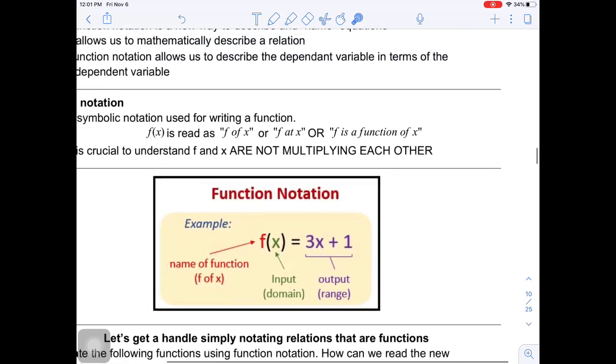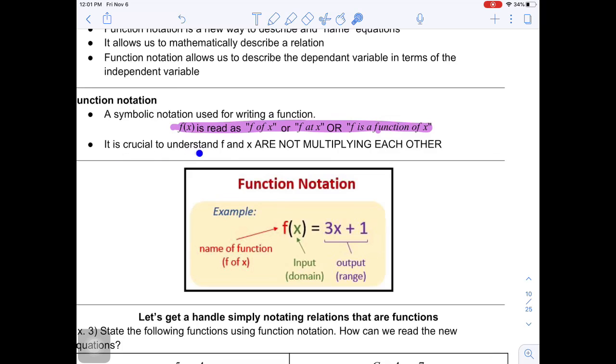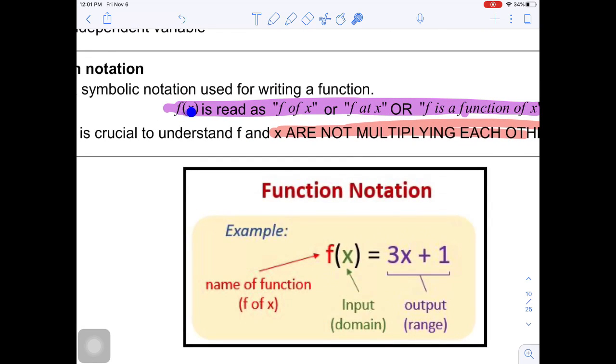That can be really confusing at first, but it's really crucial to understand, so you want to start using this terminology when you go through math. It is crucial to understand f and x are not multiplying each other. I cannot stress this enough. We are not multiplying f and x. F is the name of your graph, and x is the independent variable in your graph.